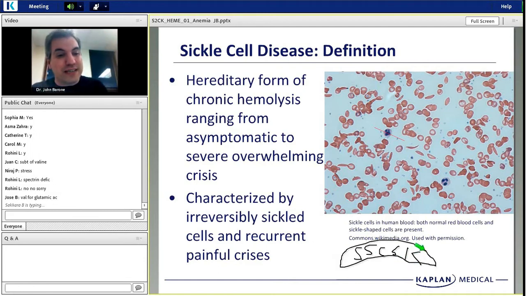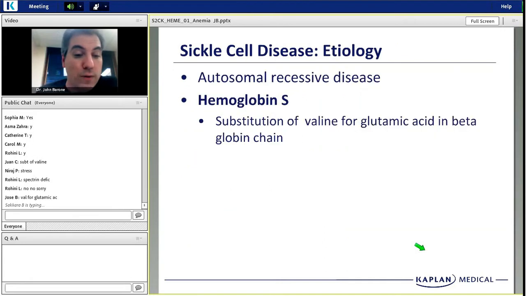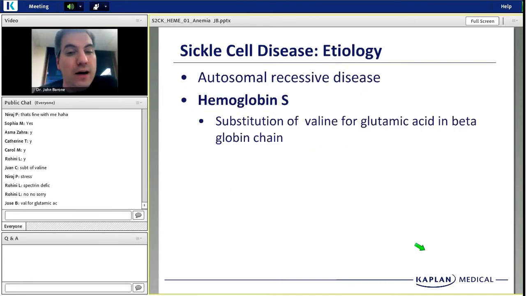All these S's stick together, now the cell must become sickle shaped because all the hemoglobin is stuck together in a crystal. Make sense? Now, Jose's telling me, how do you get hemoglobin S? That's not a normal hemoglobin. Well, this is a disorder where hemoglobin S is formed because you substituted valine for glutamic acid in the 6th position of the beta globin chain.